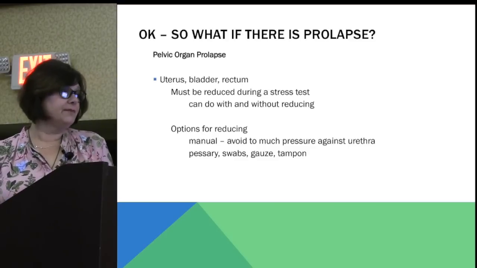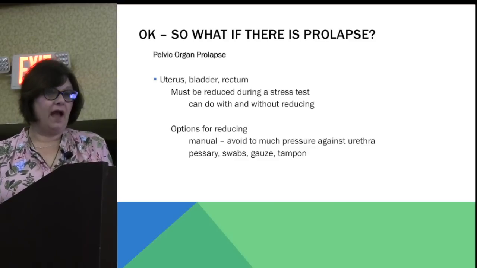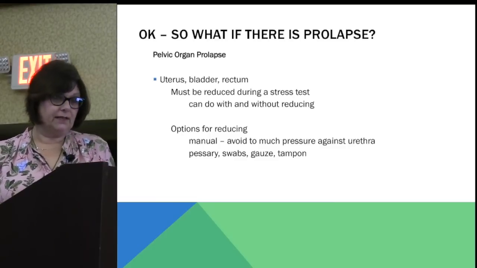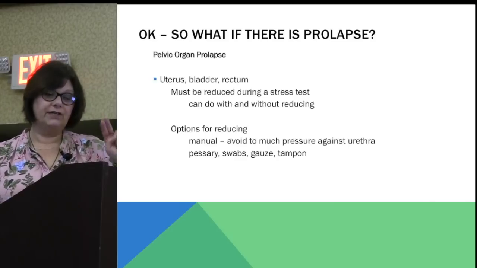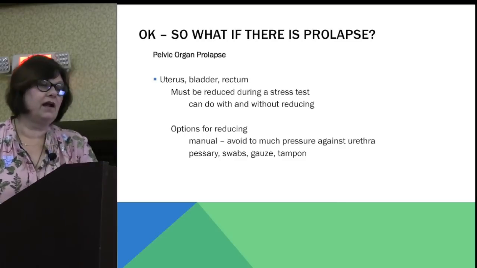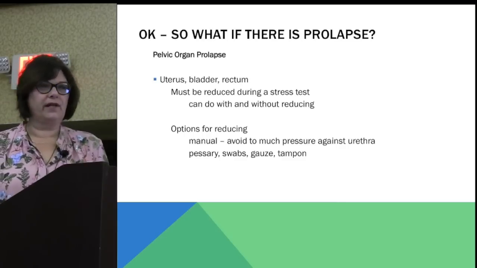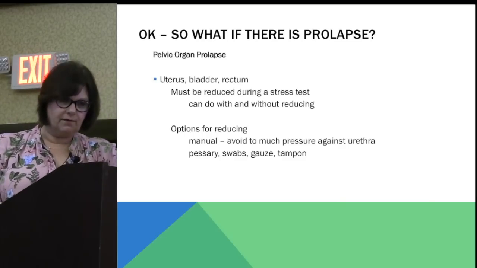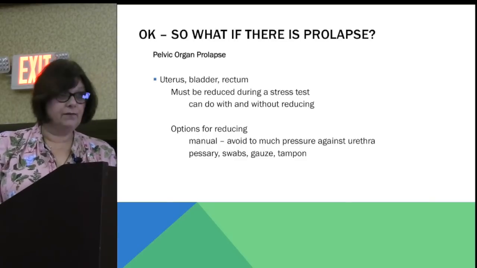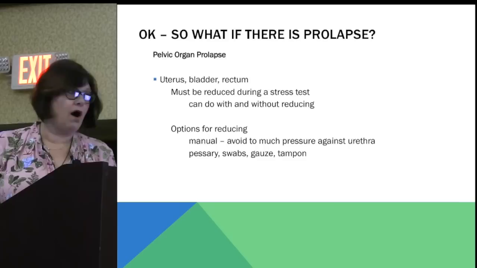So if they have prolapse, I always have them cough and Valsalva without pushing the prolapse back in, and then I repeat that immediately after by usually manually just pushing the bladder back up into its natural position. And make sure you yourself are not putting a lot of pressure on the urethra and blocking it. And have them repeat that again, cough, Valsalva, cough.